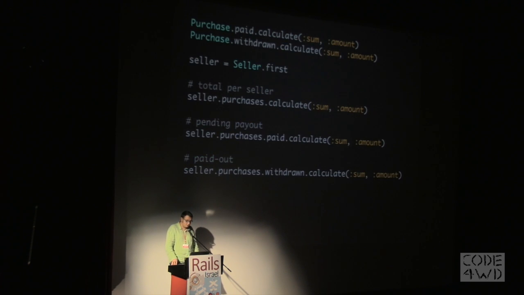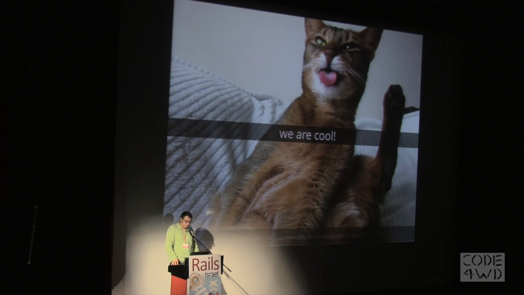And everything is quite cool here. We can calculate the amount of purchases that were not paid to sellers, or we can calculate how much we already paid them. We can make a drill down per seller to calculate how much this particular seller brought in sales or how much we have to pay him out. And looks like we're cool.